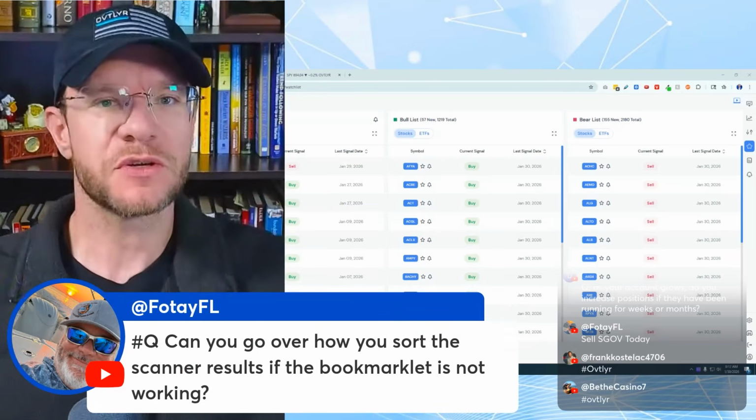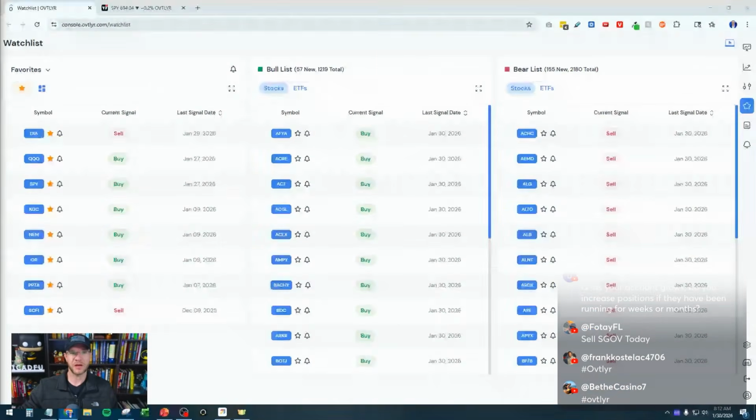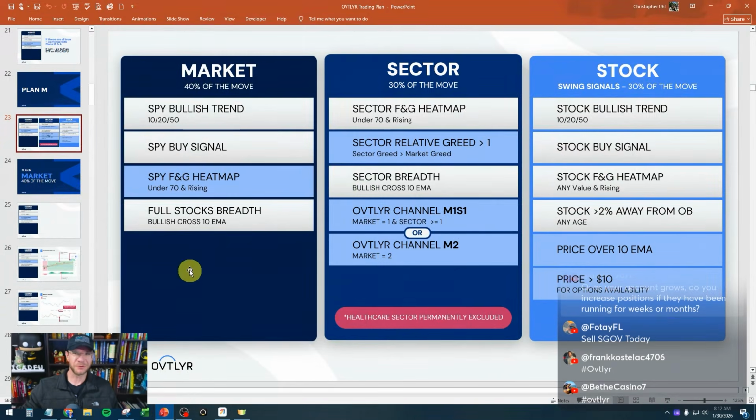Can you go over how you sort the scanner results if the bookmarklet's not working? So the bookmarklet is something created by one of our incredible outliers named Vaclav, but I want to show you the, I guess you could say, the old school way to do it, right? So first off, you've got to run through the entire process.